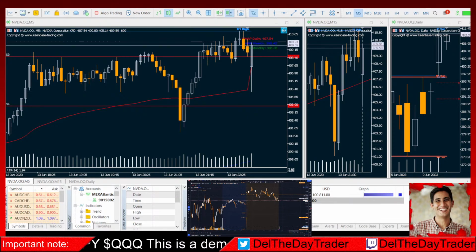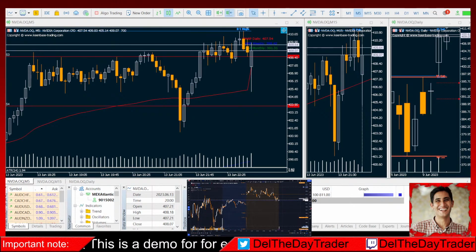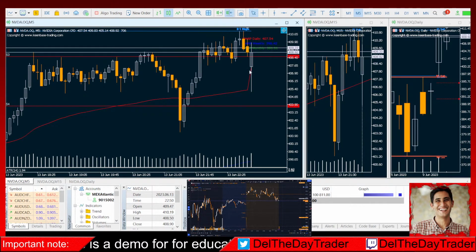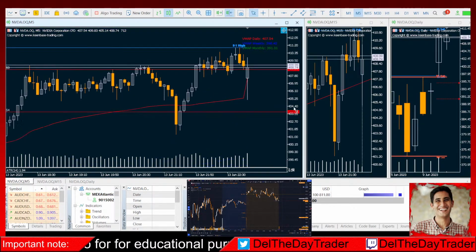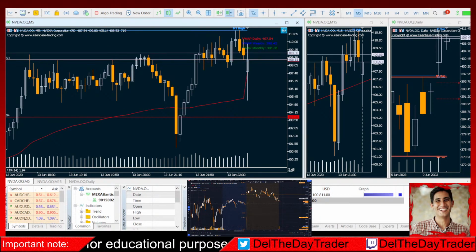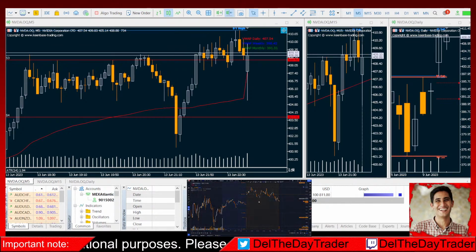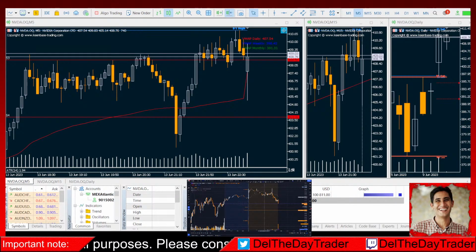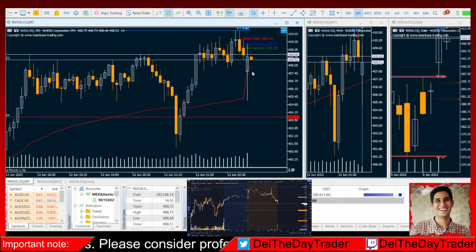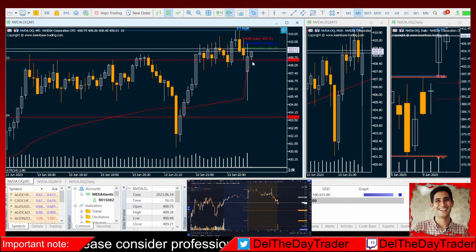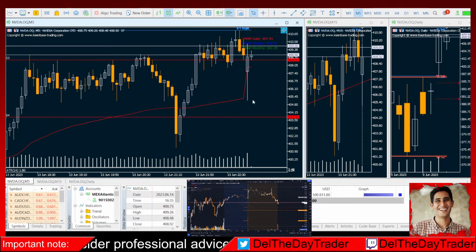We have a hammer on S4. I don't like this hammer, to be frank. Qs are dropping heavily, and we have this indecisive candle on Nvidia. It could push up, but I don't like it. I cannot read this yet.